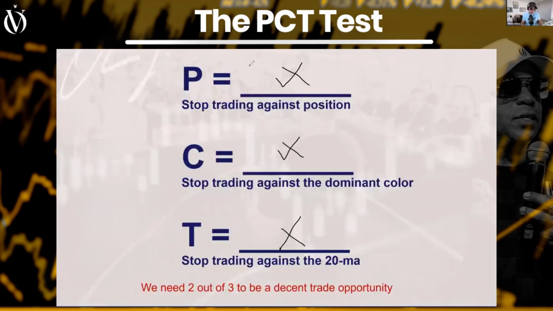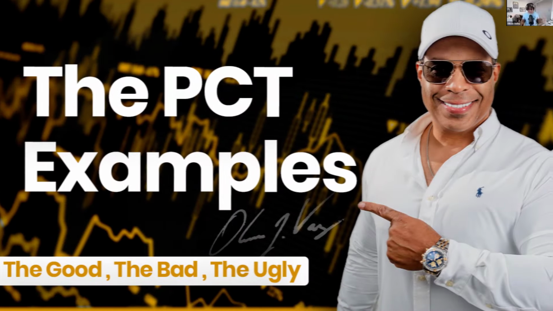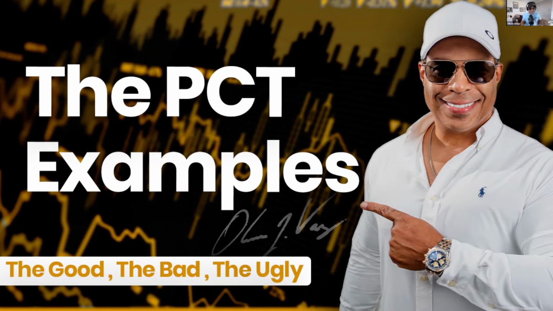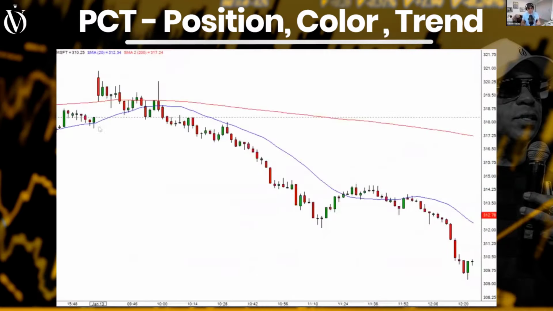All right. Let's go. Now, let's look at examples and run these things. I'm going to pick certain parts of an example and we're going to run it through the PCT test. Here, the first one, we're looking at Microsoft. This is the first bar of the morning. The stock, Microsoft, opens above the moving averages, P, C, T.